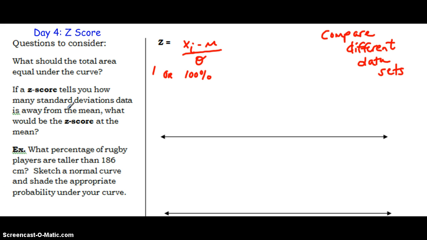Okay, so again, the z-score tells you how many standard deviations the data is away from the mean. And remember that the mean is mu and sigma is the symbol for standard deviation.